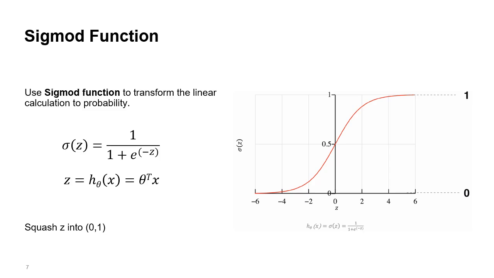We use the sigmoid function to transform the linear calculation to a probability. The right figure shows the curve of this function. The function will squash the output z to a range between 0 and 1 that can be treated as a probability.